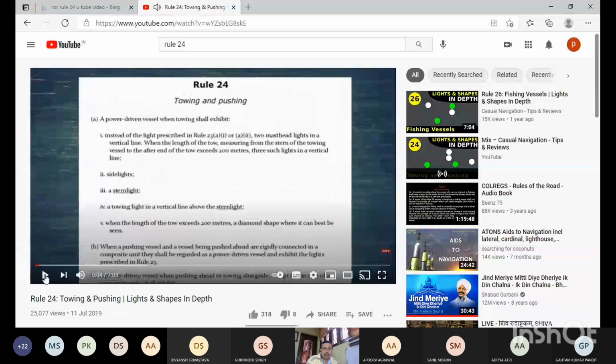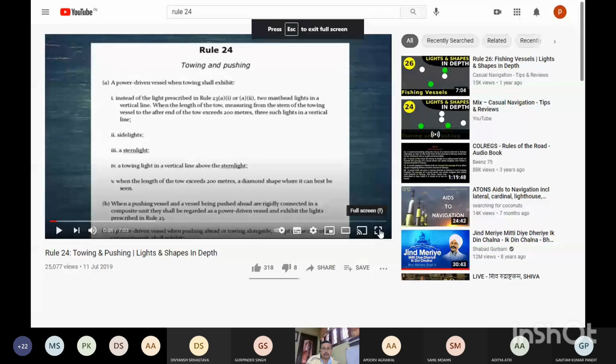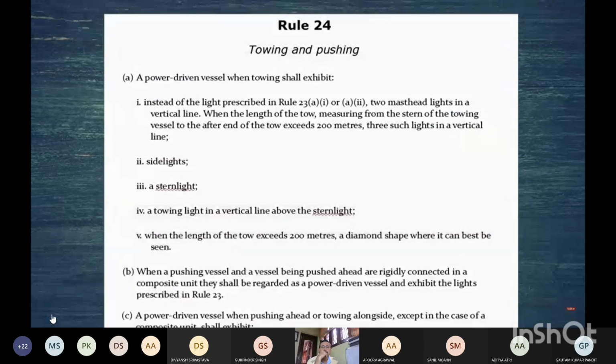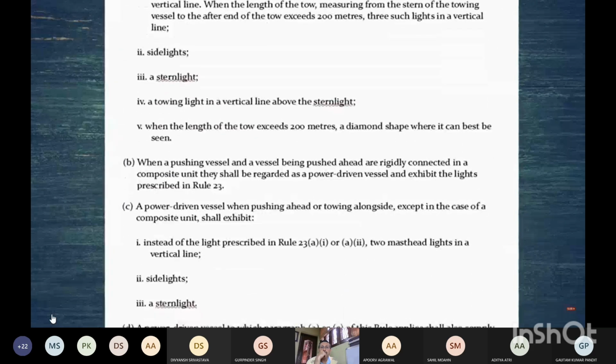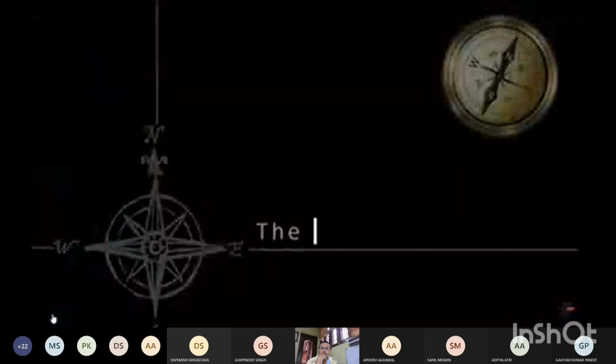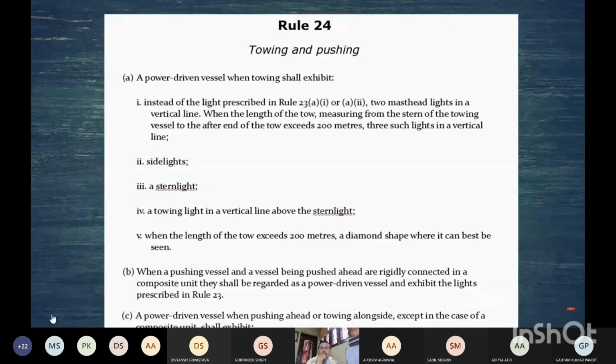Hello and welcome to today's video where we're looking at lights and shapes in depth again, and we're covering Rule 24, towing and pushing. Now Rule 24 is one of the longest ones that we're going to have to do, but don't worry, we're going to break it down and cover it piece by piece.